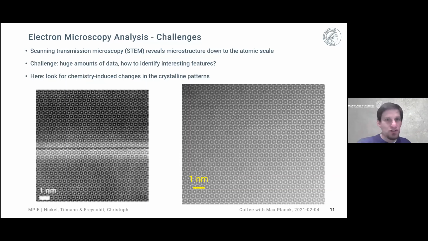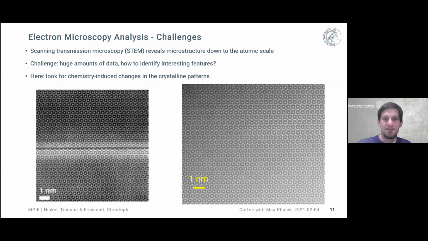Now, here you see two examples of an atomic resolution STEM signal. That's actually the high angle annular dark field detector. So the higher the atomic number, the stronger the contrast. And in the left case, you see immediately that there is a defect.